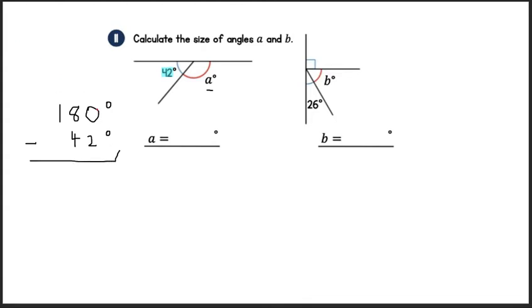Zero, take away 2 I can't do, so I'm going to regroup. 10 take away 2 is 8. 7 take away 4 is 3. 1 take away nothing is 1. So A is 138 degrees, and you can check by adding 138 to 42, and you'll get 180, which is what angles on a straight line add up to. So again, this is angles on a straight line. You can see the straight line here. Here's your straight line.